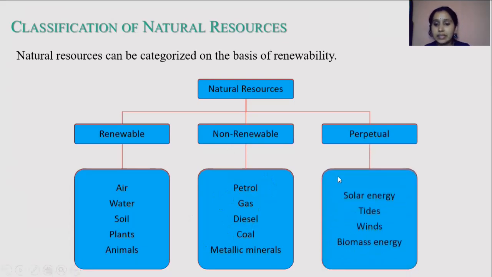And the perpetual are never-ending natural resources, never-ending sources like solar energy, tides, winds, and biomass energy.